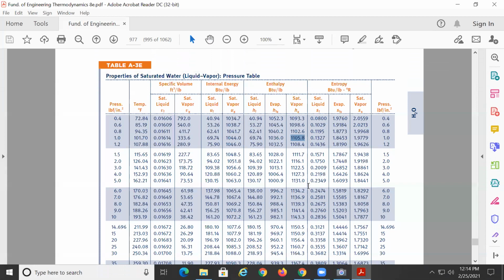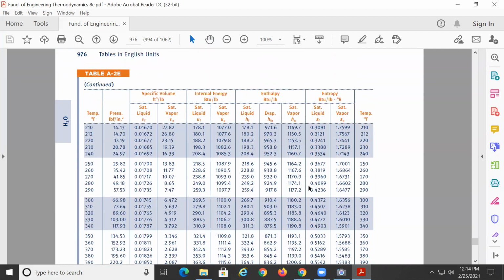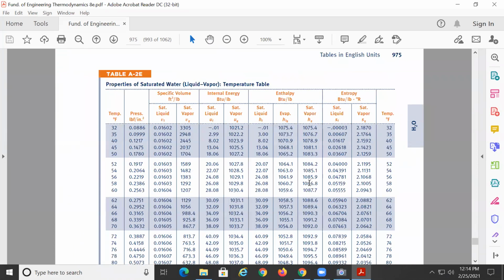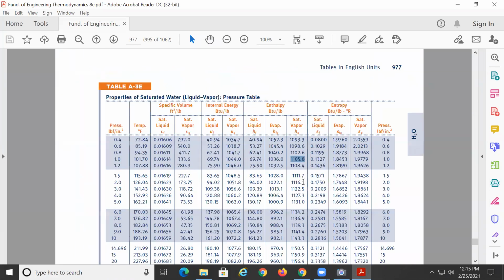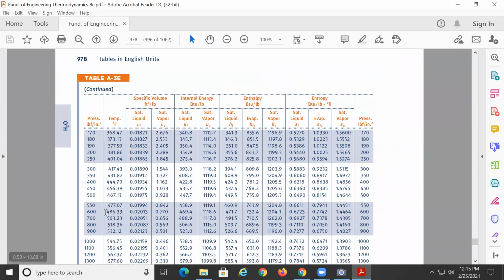We could maybe go to table A3E, which I guess is not this one. We could also go to this one, it doesn't matter. We could do it with A2E as well, but let's go to A3. For the pressure, we have 600. What is the saturation temperature? 486.33. What is the temperature we have? 500. So what is the state? It will be gas, or vapor.